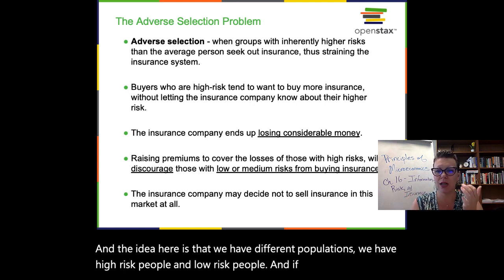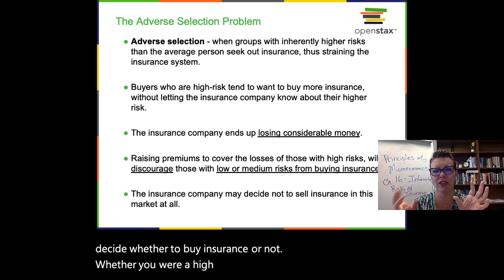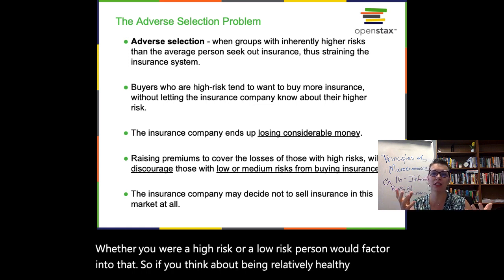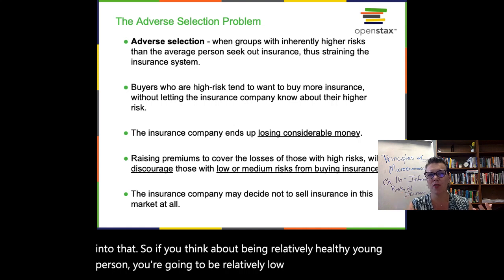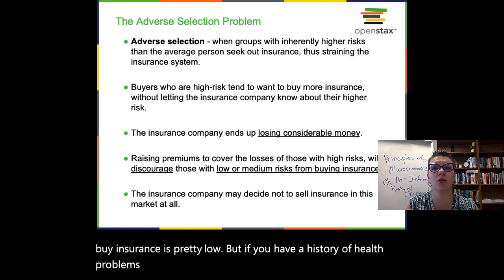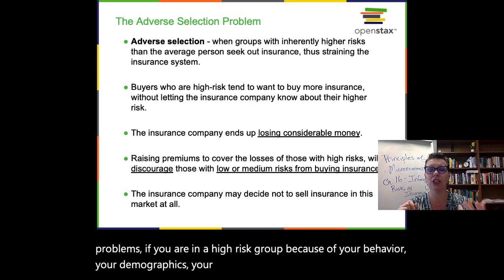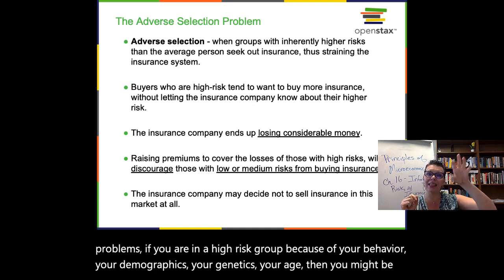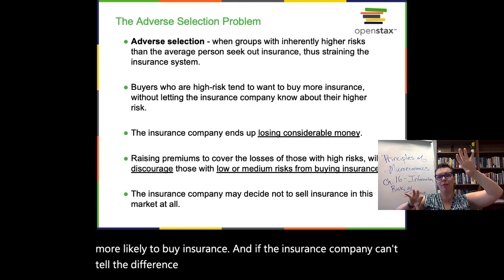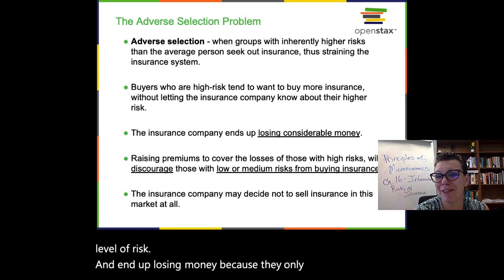And if you were trying to decide whether to buy insurance or not, whether you were a high-risk or a low-risk person would factor into that. So if you think about being a relatively healthy young person, you're going to be relatively low risk, so the incentive to buy insurance is pretty low. But if you have a history of health problems, if you are in a high-risk group because of your behavior, your demographics, your genetics, your age, then you might be more likely to buy insurance. And if the insurance company can't tell the difference, they're going to think everybody has the same level of risk and end up losing money because they only insure high-risk people.